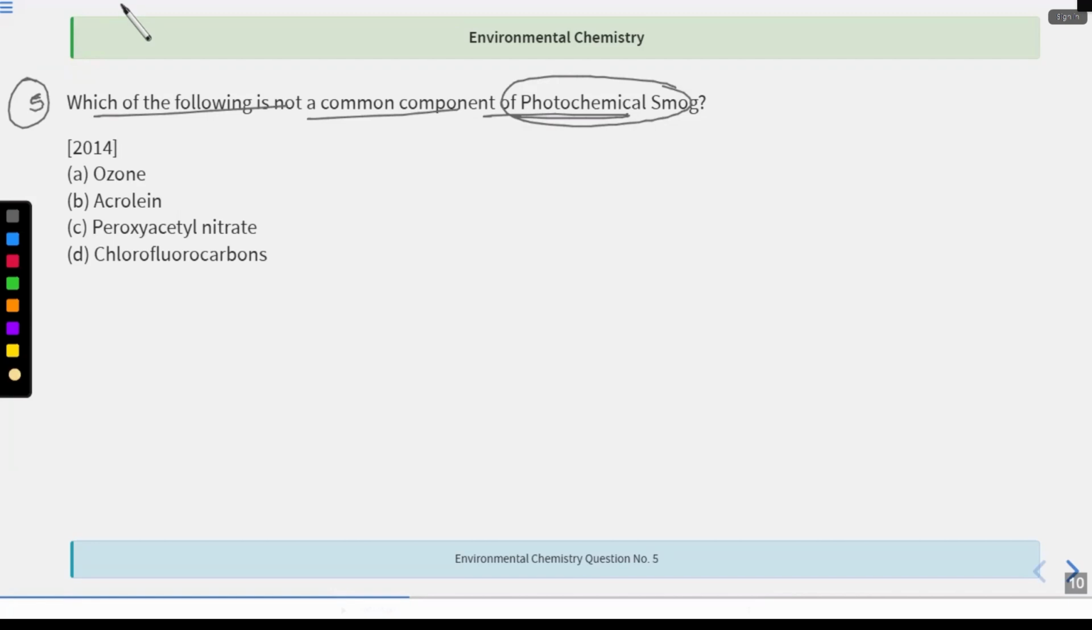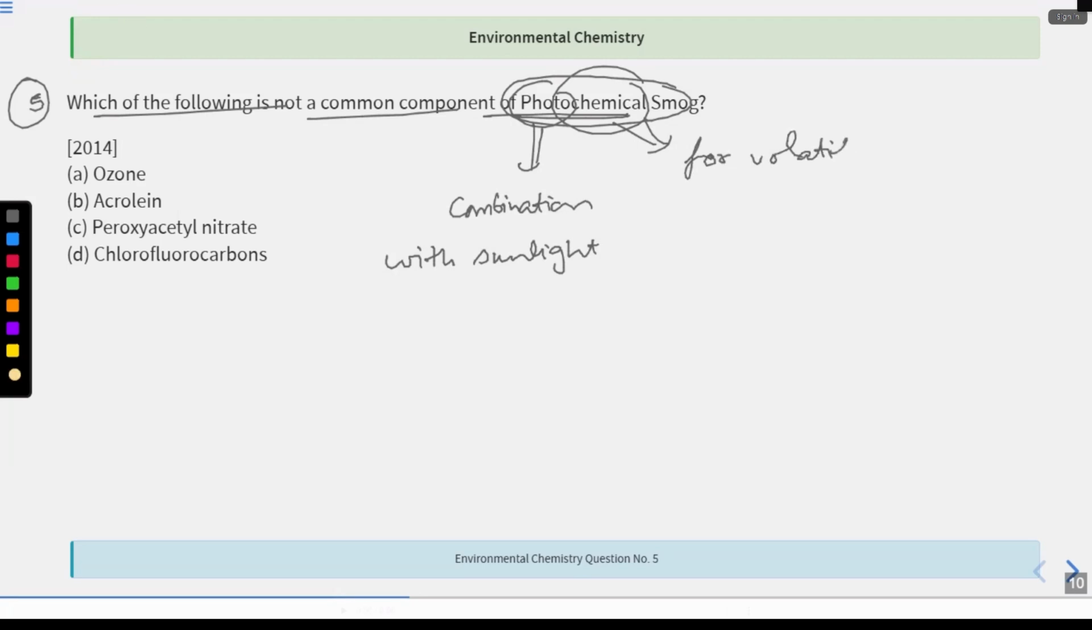So photo basically means combination with sunlight, and chemical means volatile oxides like nitrogen oxide. So when these two combine, we get photochemical smoke, producing a hazy atmosphere.